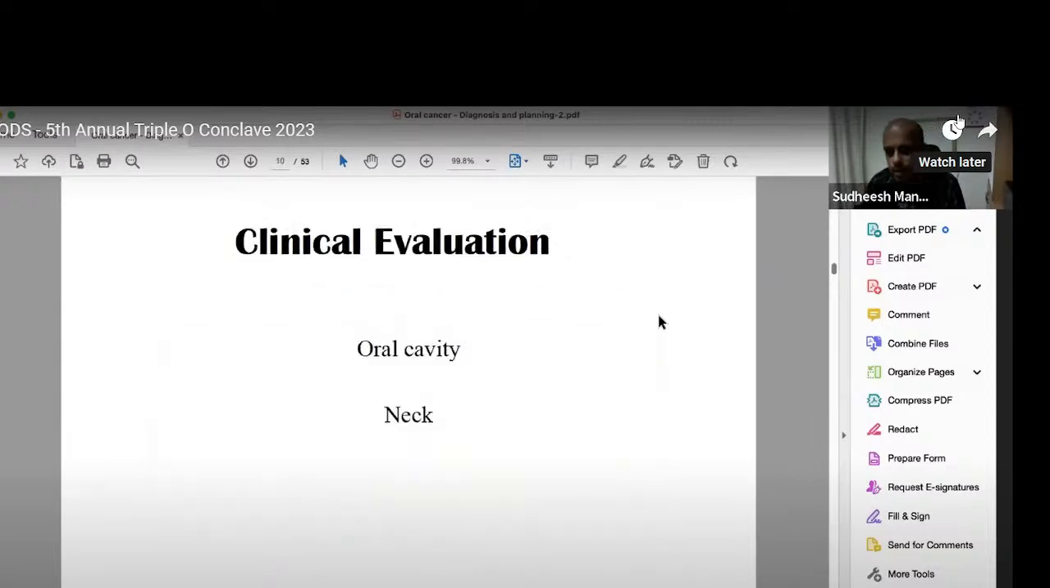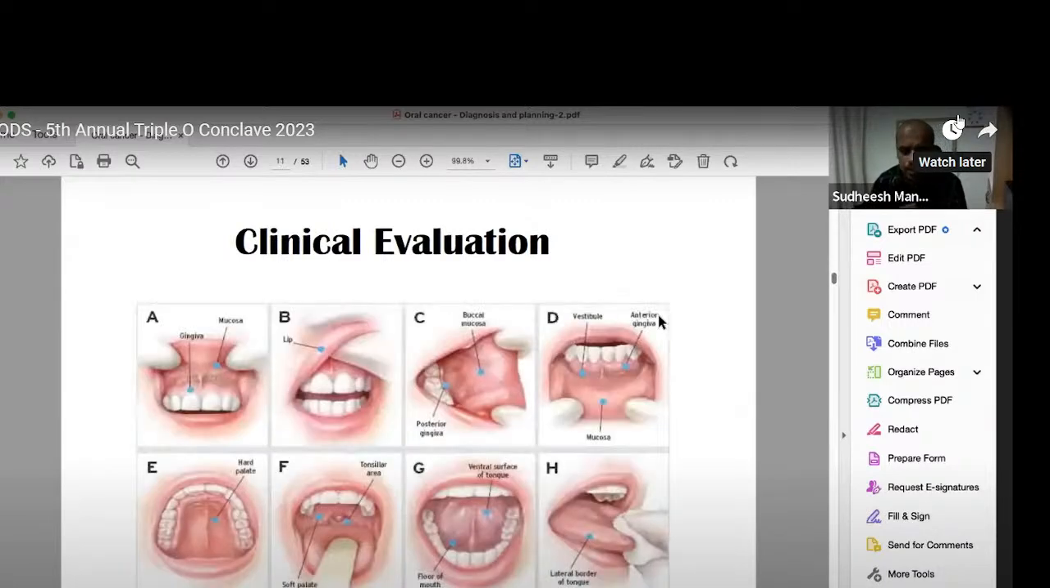So how to evaluate a patient? Evaluation of oral cancer consists of examination of the oral cavity as well as the examination of the neck. Oral cavity examination is very simple. There is an 8-step examination of the oral cavity.